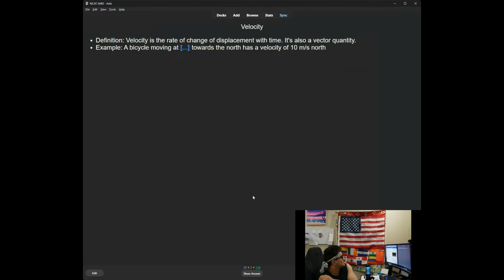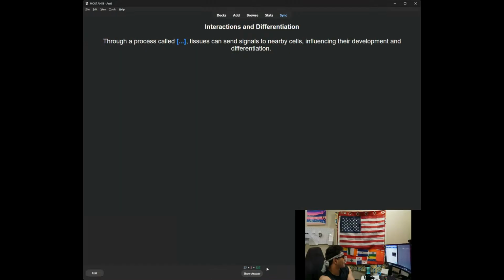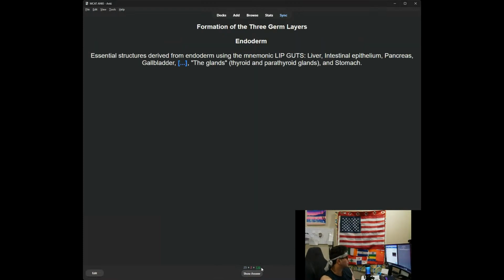Moving at 10 meters per second. I want to say inducement. Okay, yeah, inducement.